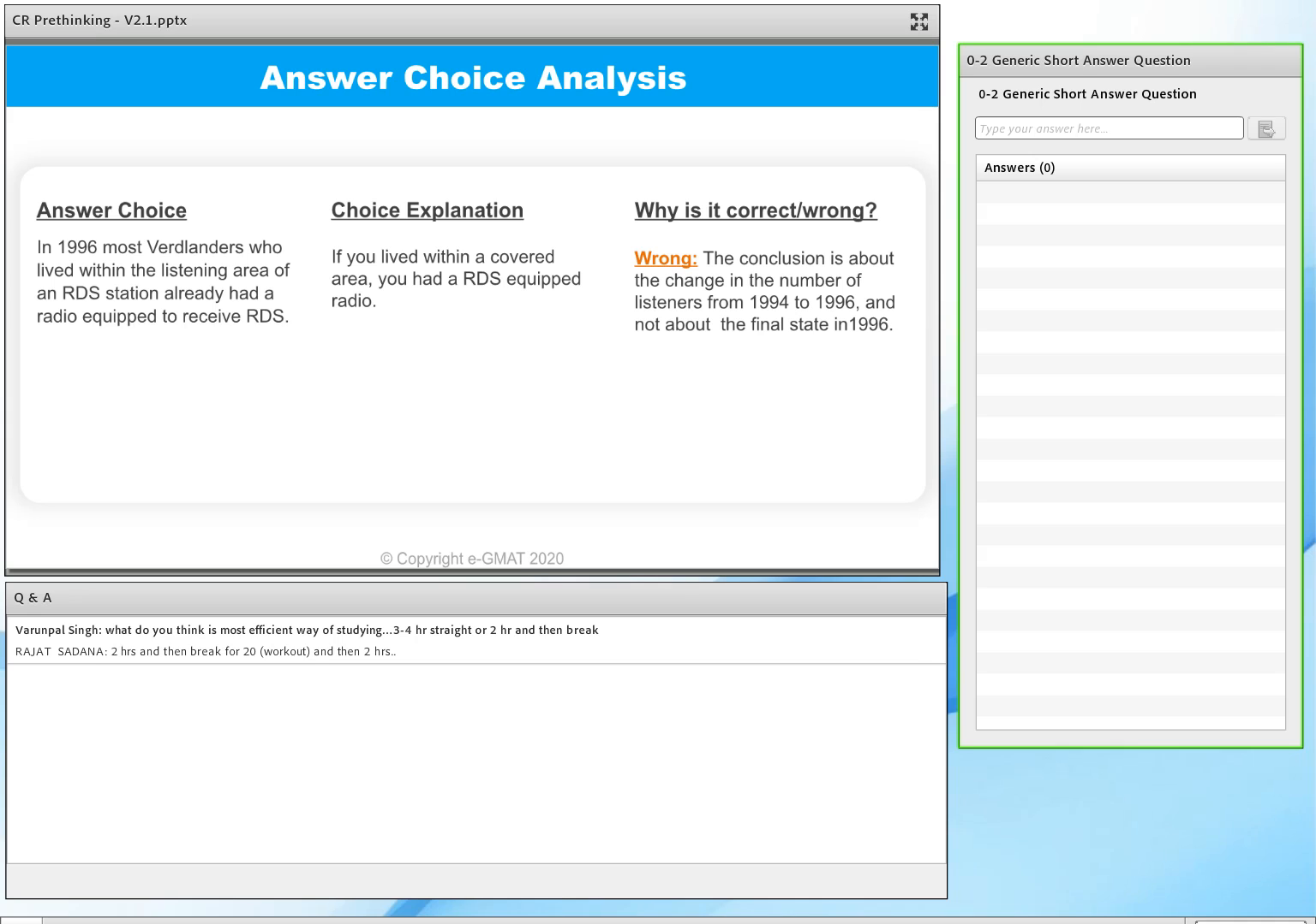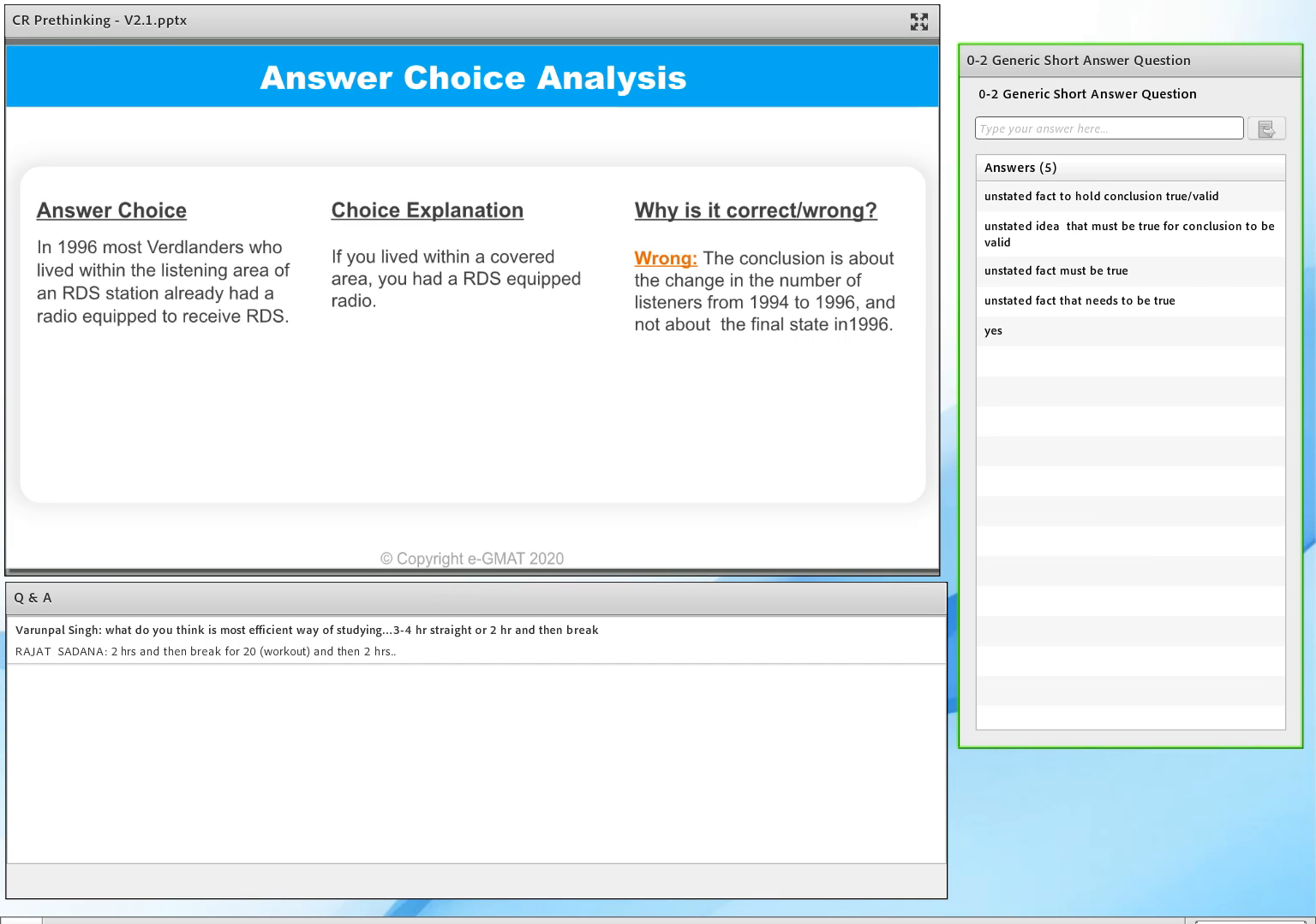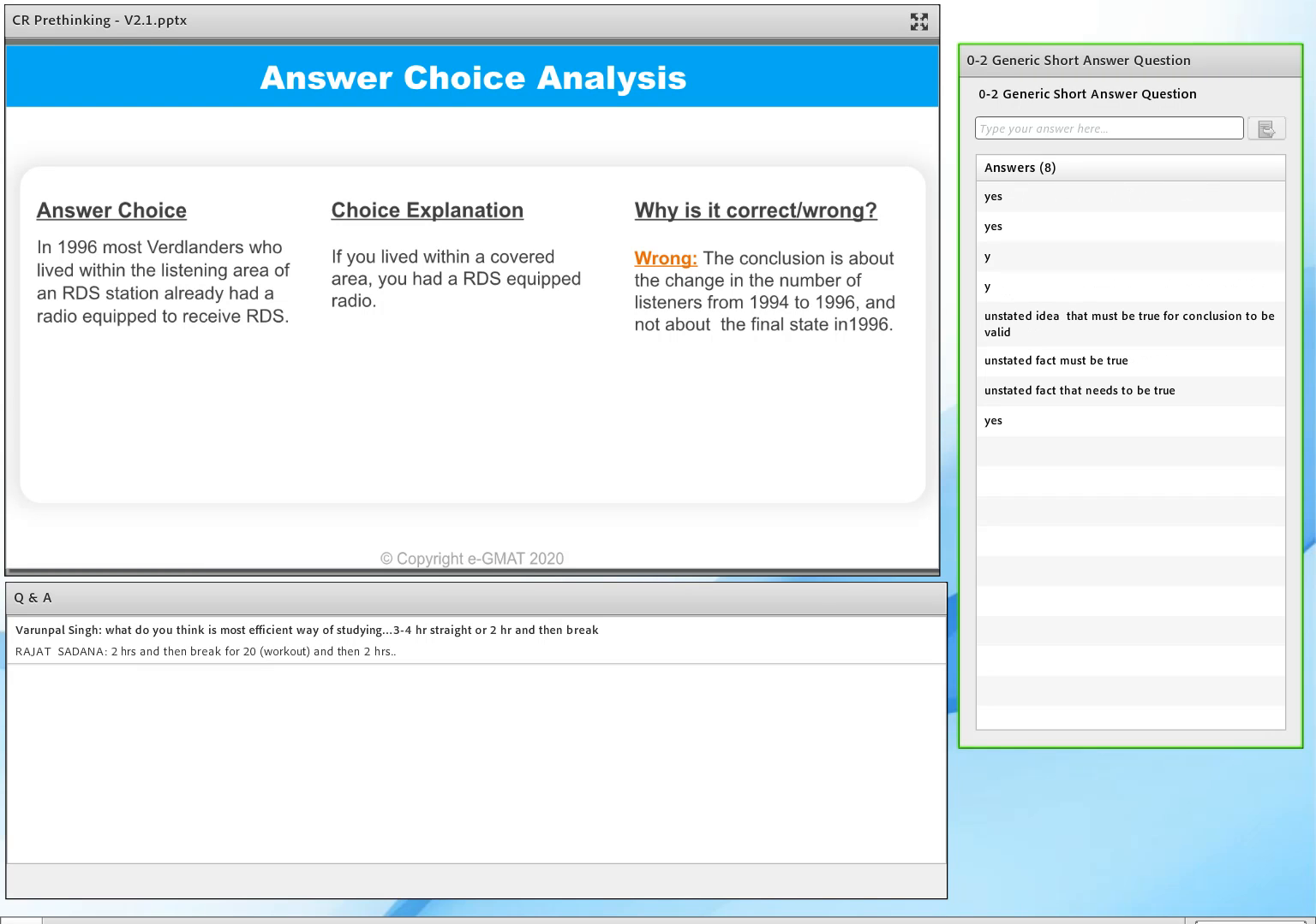What is the definition of an assumption? And this is where fundamentals come in. An unstated idea that must be true to keep the conclusion valid. Right? Everyone remembers that? Now, let's look at the answer choice, and we're going to translate this answer choice and visualize it.